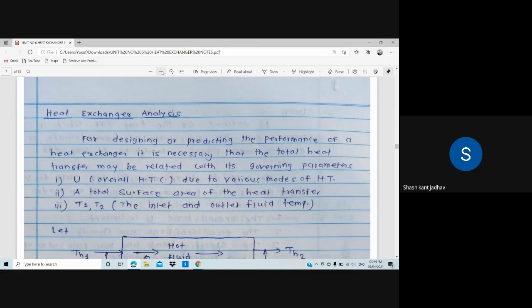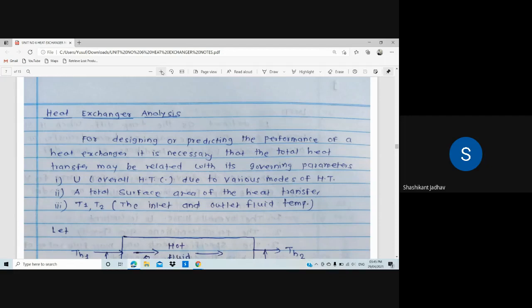The first one is U. What is the meaning of this capital U? Capital U is nothing but the overall heat transfer coefficient, and it is due to the different modes of heat transfer. Basically there are three modes of heat transfer: conduction, convection, and radiation. According to the modes of heat transfer, we have to find out the overall heat transfer coefficient. That overall heat transfer coefficient is nothing but capital U.